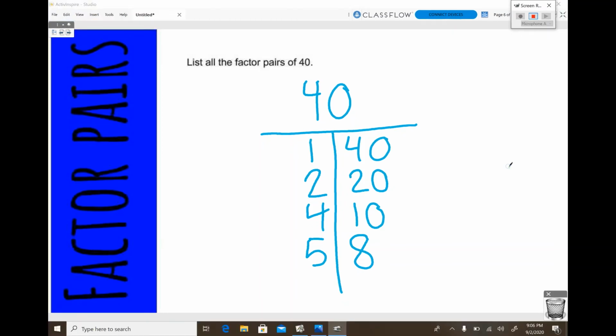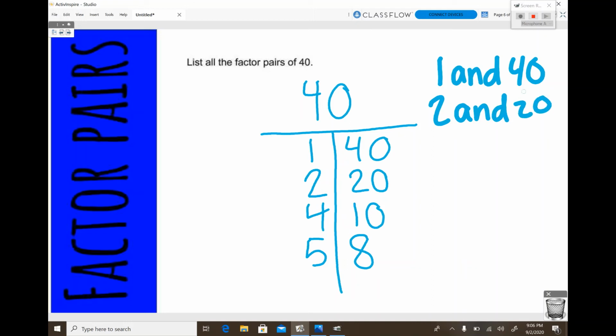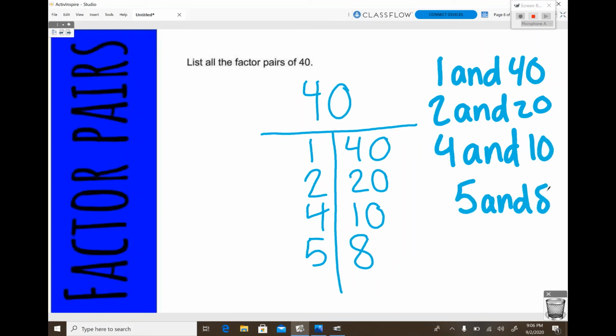So let's list the factor pairs for 40. 1 and 40. 2 and 20. 4 and 10. 5 and 8. So the number 40 has 4 factor pairs and 8 factors.